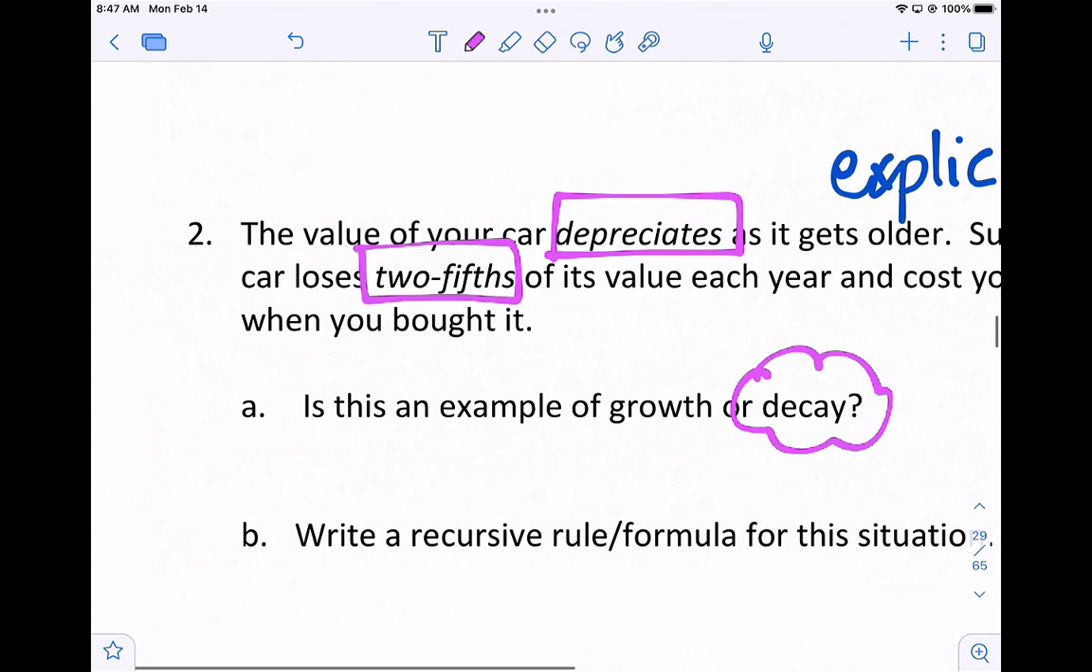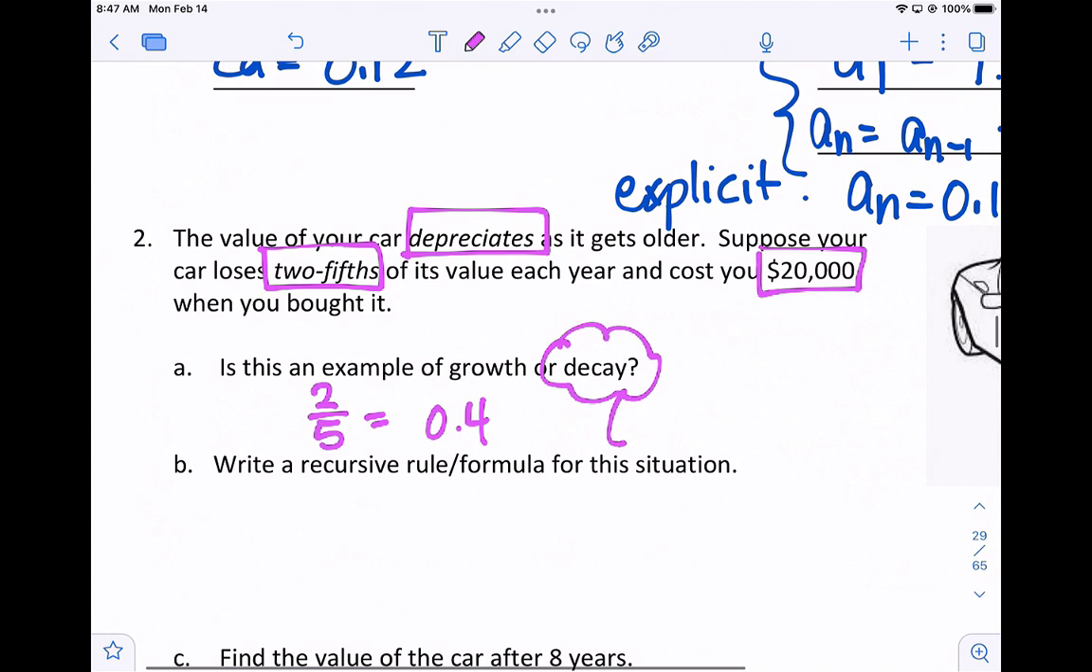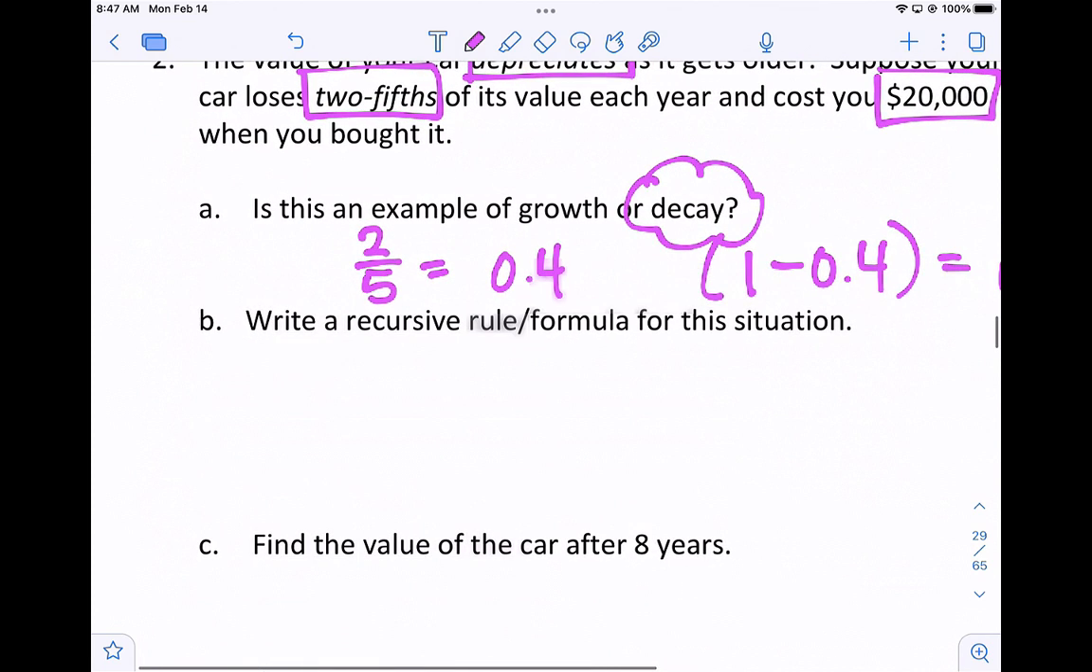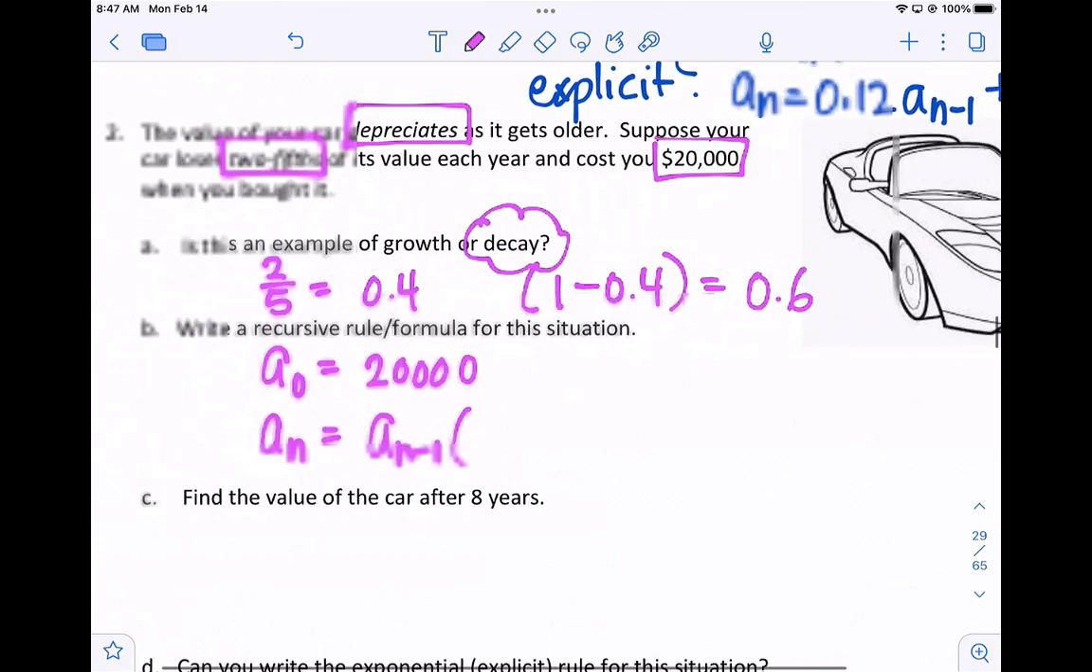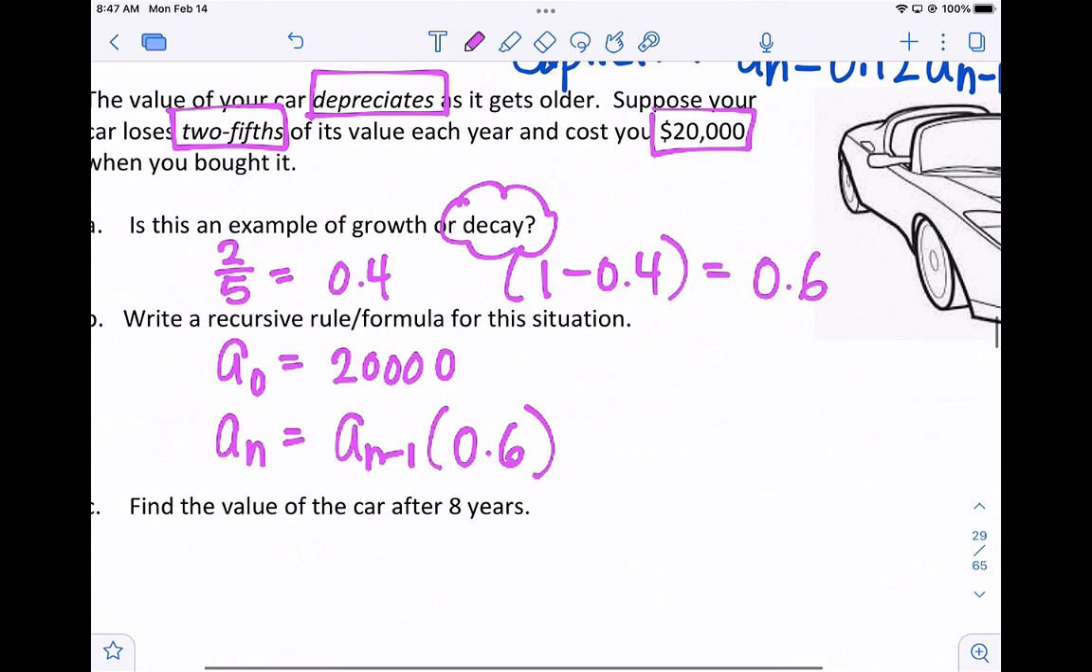And to figure out the decay rate, we take 2/5, let's change it to a decimal, so 0.4. The decay rate is we'll take 100% of the value and subtract 40% every time, so our decay rate is actually 0.6. What that means is every year, your car is worth 60% of the year before it. So to write the recursive rule, the starting value, so put a sub 0, the starting value when you drive the car off the lot is $20,000. To find the value of the car after any number of years, you take 0.6 of the year before it. So a sub n minus 1 times that 1 minus 0.4, or the 0.6. So it's 60% of the year before it.